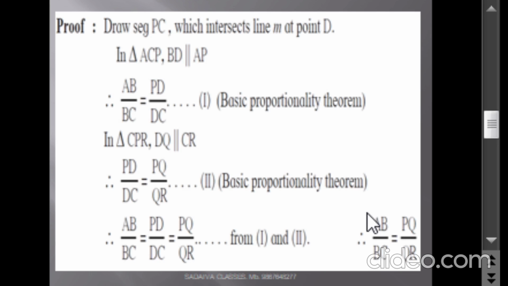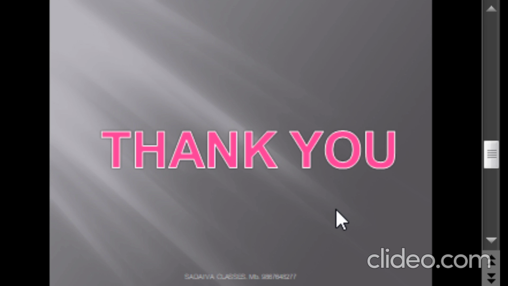So, this is the property of three parallel lines and their transversals. It is also one of the important properties. Now, we are using this property as well as the basic proportionality theorem as well as the angle bisector theorem in 1.2. So, we'll be back with 1.2 and we'll solve all the problems in 1.2. Thank you.